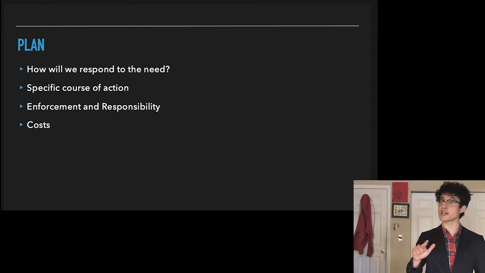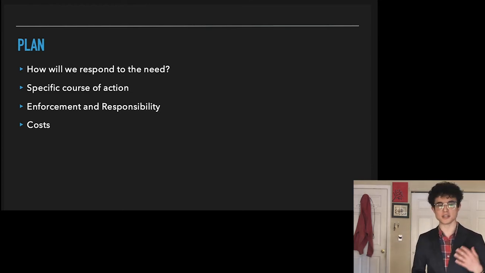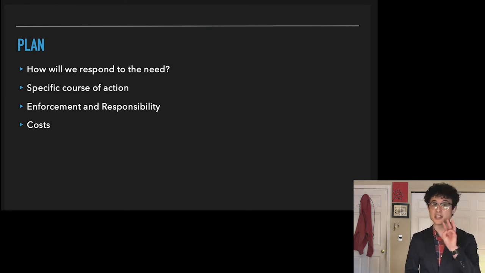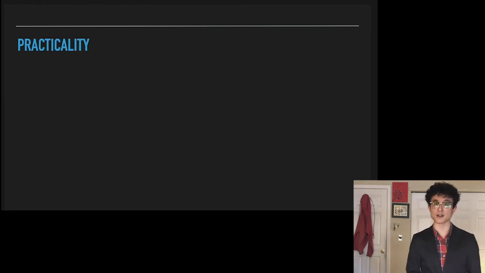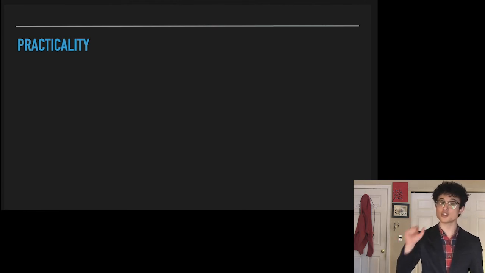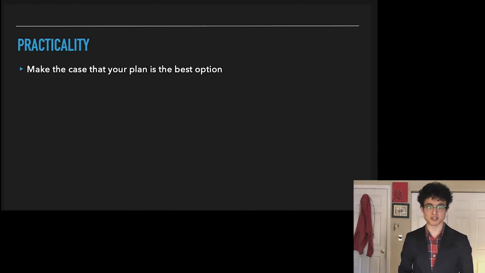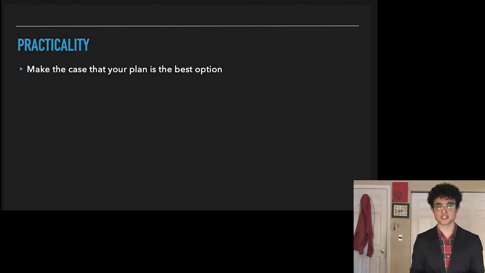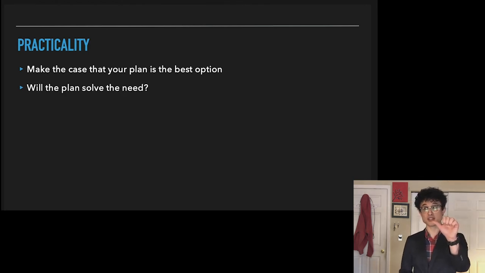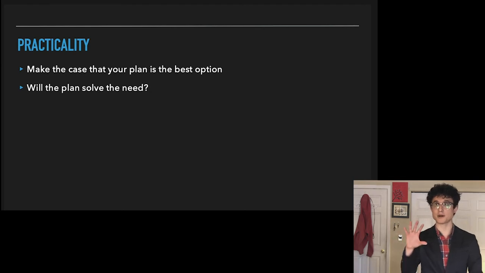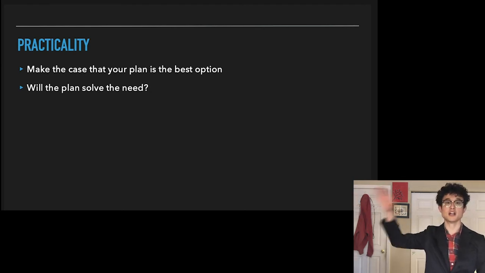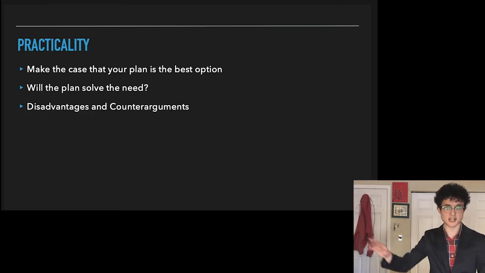However, the need and the plan on their own are not really enough to be convincing to the audience. You need that third component, which is the practicality. So in addition to telling us there is an issue and I have a solution, you want to make sure that you tell us that your solution is the best practical option. Tell us that your proposed policy is the best case scenario for us. This is why we need to use it. So one, you want to make sure that you clearly identify that your proposed policy actually addresses the problem. Does the plan solve the need?